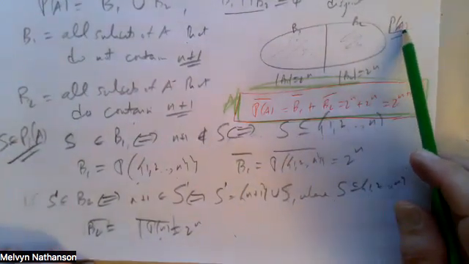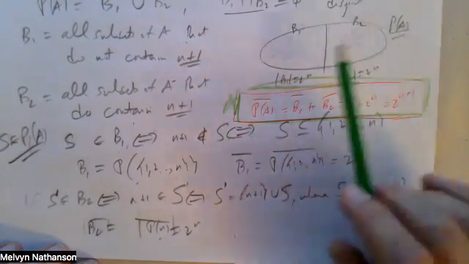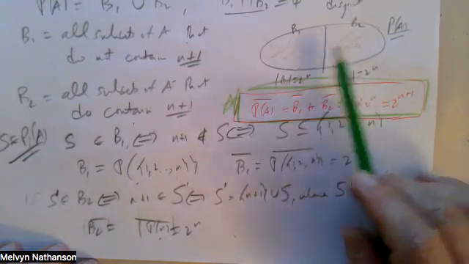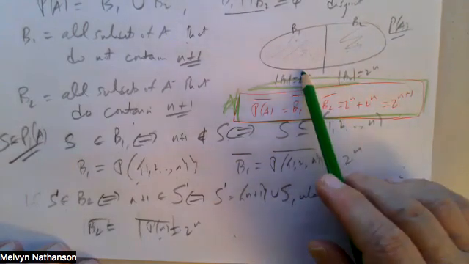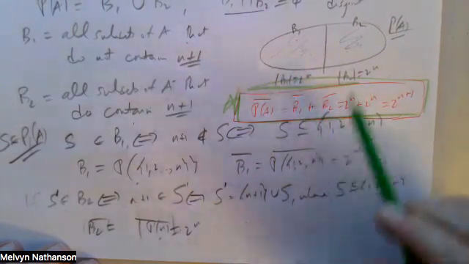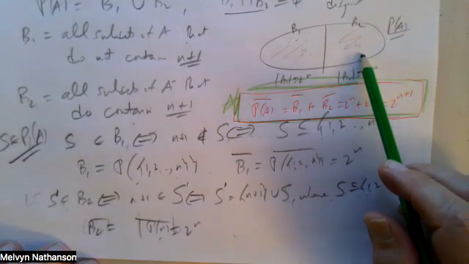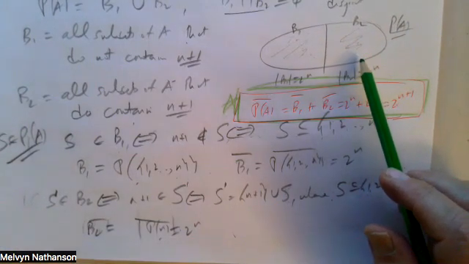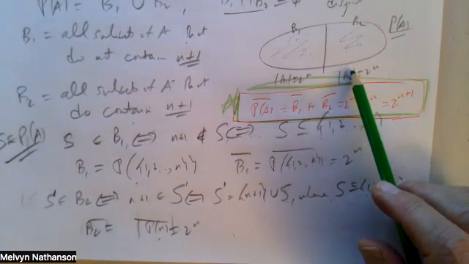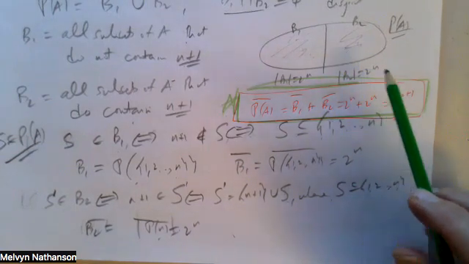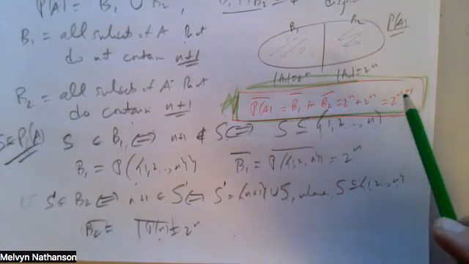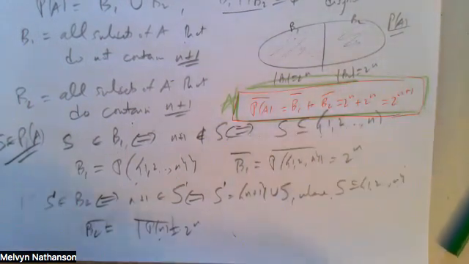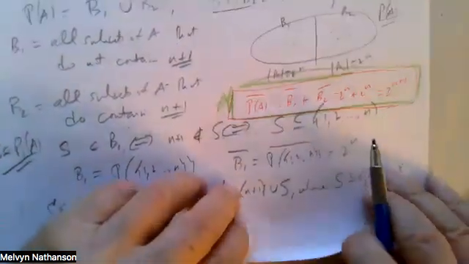If I take a set with n plus 1 elements, every subset either contains n plus 1 or does not. If it does not, it's a subset of the integers from 1 to n, of which there are 2 to the n of them. If it does contain n plus 1, then it's n plus 1 union with a subset of the integers from 1 to n. So there are 2 to the n of them. And 2 to the n plus 2 to the n is 2 times 2 to the n, which is 2 to the n plus 1. So that's the proof.